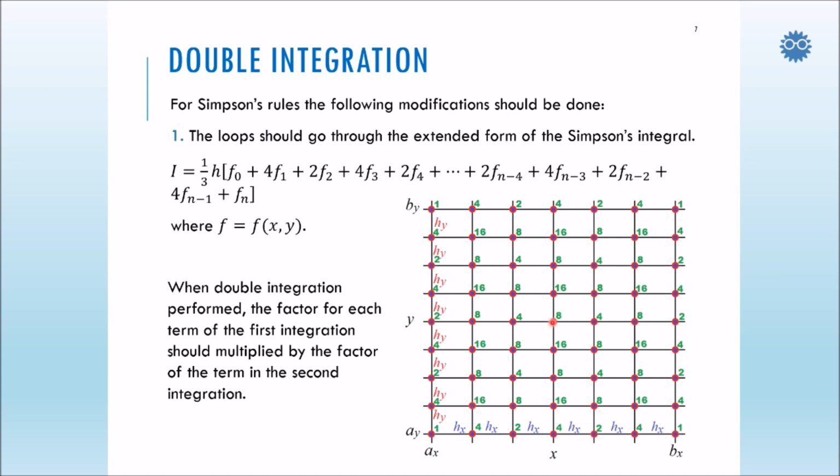Let's choose an arbitrary point, for example, let me take this point. As you see, for this point here, for x, the factor is 4, because we run 1, 4, 2, 4, so it is the fourth term for x. Also, we'll go here, and we see it is the fifth term for y, so the fifth term is 1, 4, 2, 4, 2. That means this is the fifth term in the formula, so when we multiply 2 by 4, it results in 8. That means we must multiply all the factors in this way in order to find the exact factors of each term in the double integration.